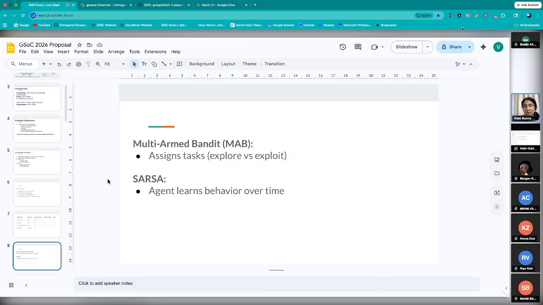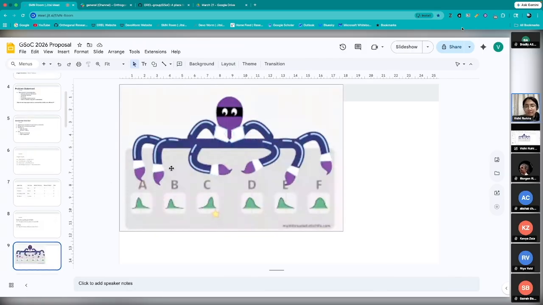Talking more about the reinforcement learning part, there were two main RL algorithms that I used: multi-armed bandits, which was more on the math side, with exploration and exploitation, and SARSA, which is state, action, reward, state, action, where the agent learns behavior over time. This is the picture of how multi-armed bandits work. This is the maintainer, and the arms are the tasks, and A, B, C, D, E, F are the contributors. This is just to show how it works, but it was done mathematically in the project.